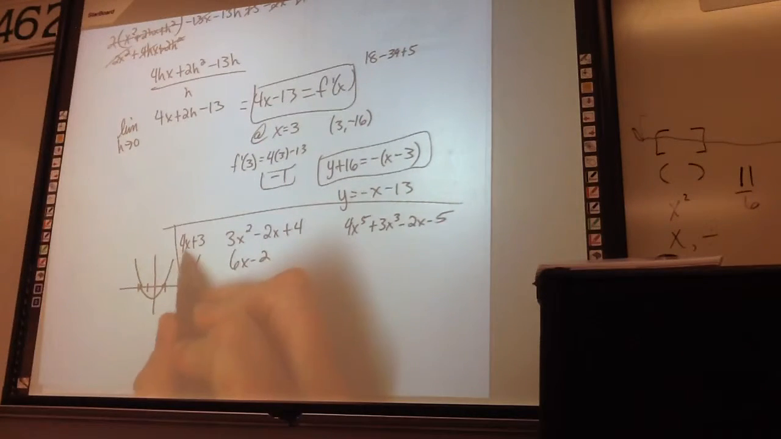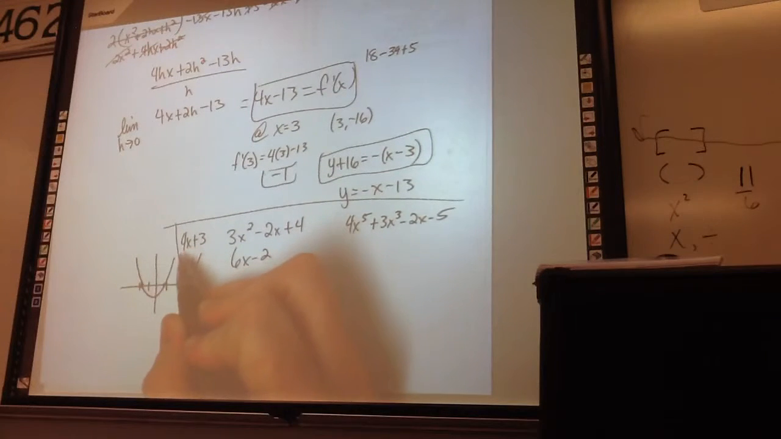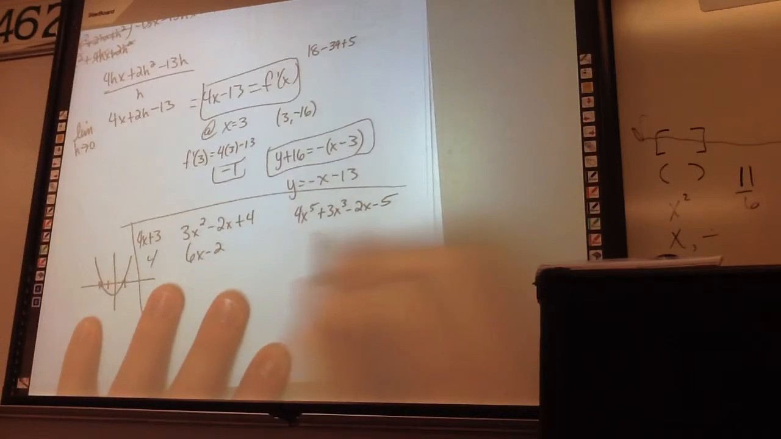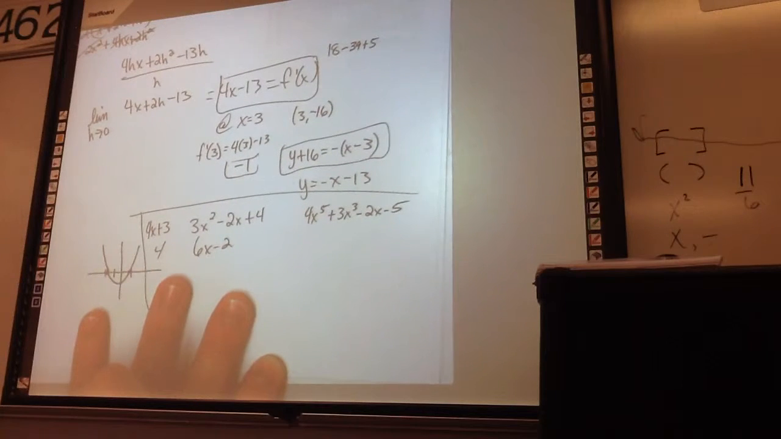And that makes sense, because the derivative, the slope, is always going to be 4 because it's a line. Can you do that third one? Go. Wait, hold up, I gotta write this down.